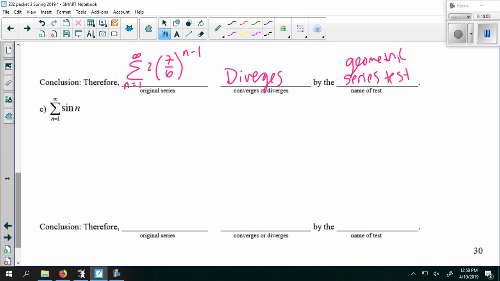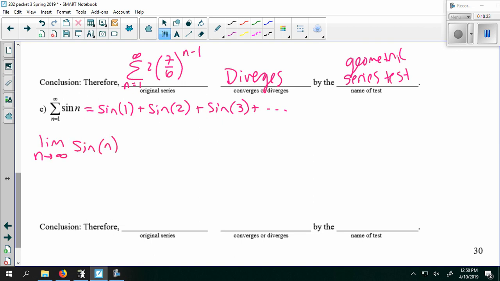All right, last one. I'm going to start writing out some terms here. If I plug in a 1, I get the sine of 1 plus the sine of 2 plus the sine of 3. I don't think that these are going to go to 0. Let's see. If I take the limit as n goes to infinity of the sine of n, the sine function looks like this, right? It never settles down to a single limit. It kind of bounces between -1 and 1. So it doesn't have a limit.